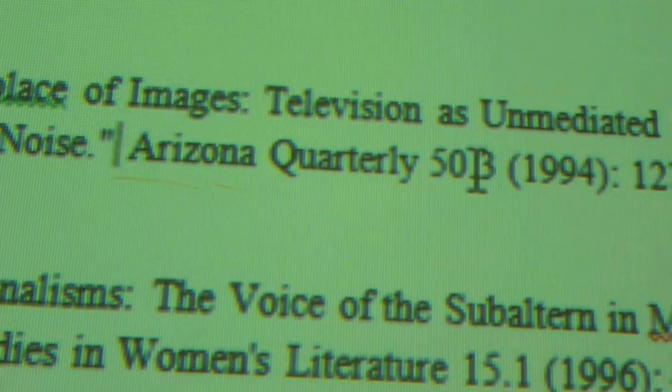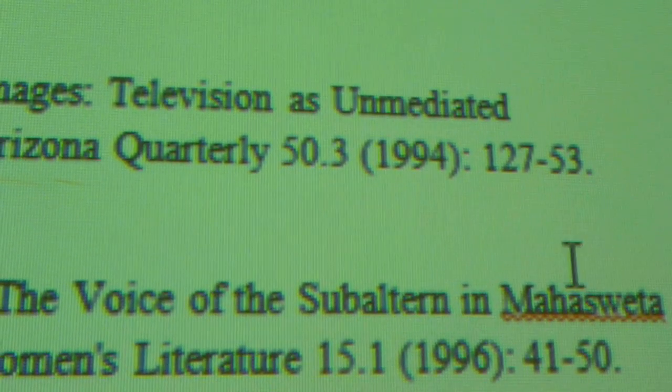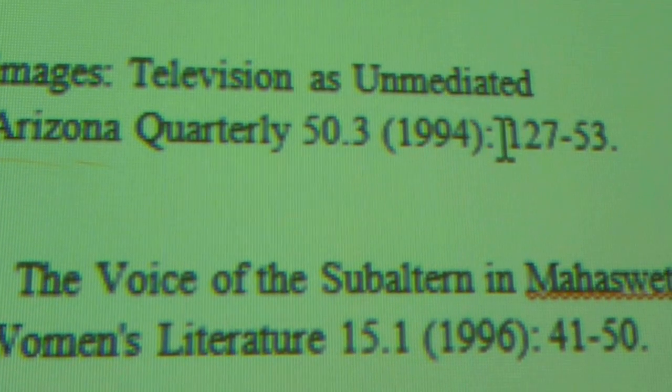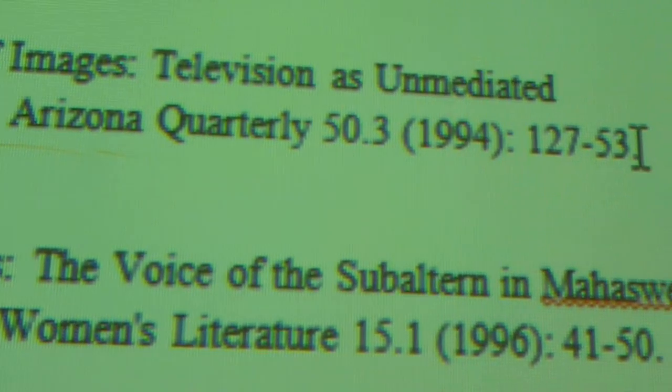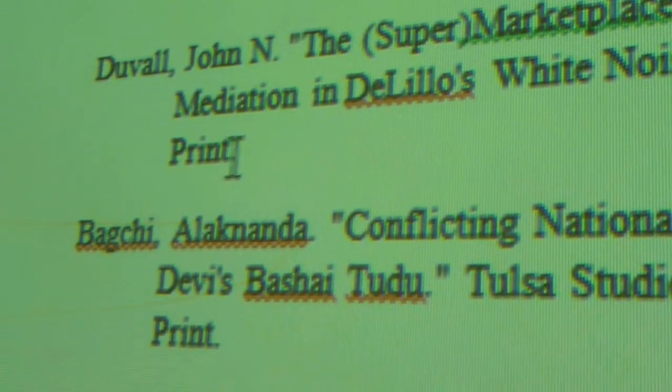The volume goes first, and then followed by a period, and then the issue number. And then right next to it, we can see that the year of publication is 1994. Then you will insert a colon and then you will put the page numbers that you used. In this case, the page numbers used are pages 127 through page 153. And we can also see that the medium of publication is print, meaning it's a hard copy and you can see it.